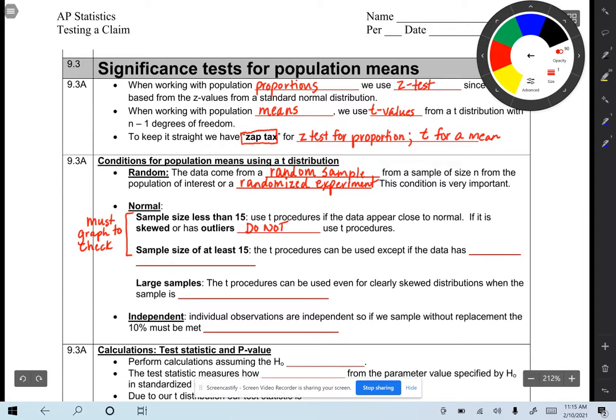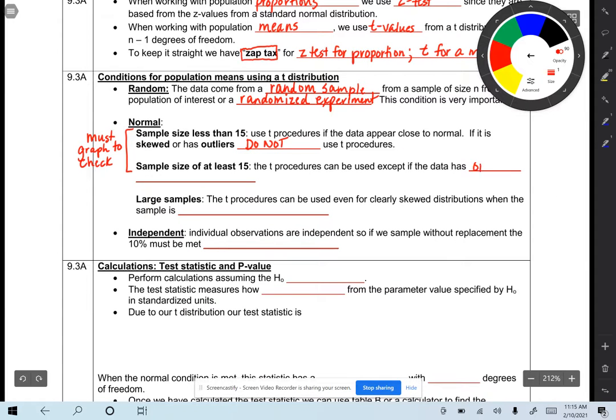For sample size at least 15 but less than 30, the T procedures can be used except if the data has outliers or moderate to strong skewness. And finally, if the samples are large enough, then T procedures can be used even for clearly skewed distributions. And so the sample size has to be greater than or equal to 30.